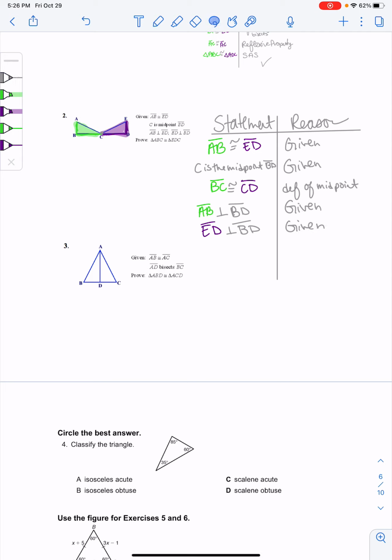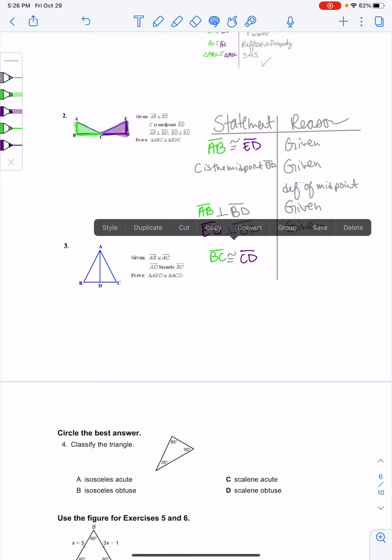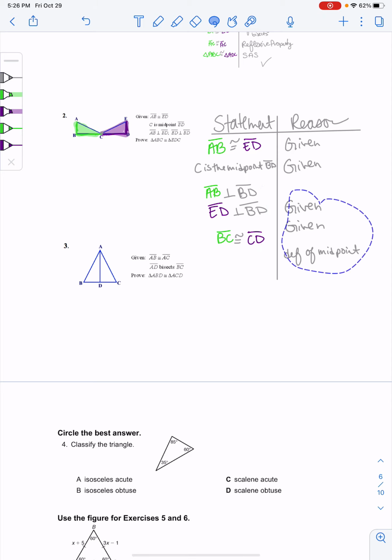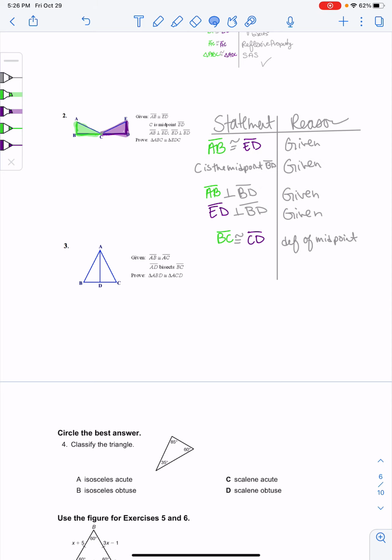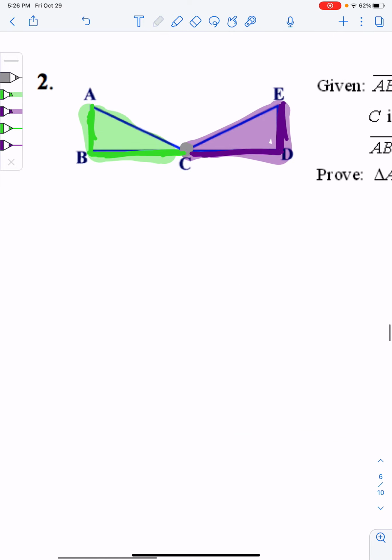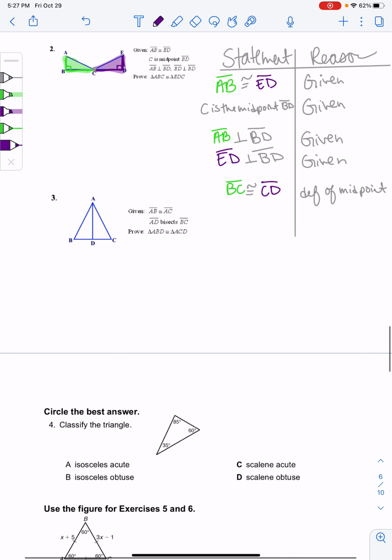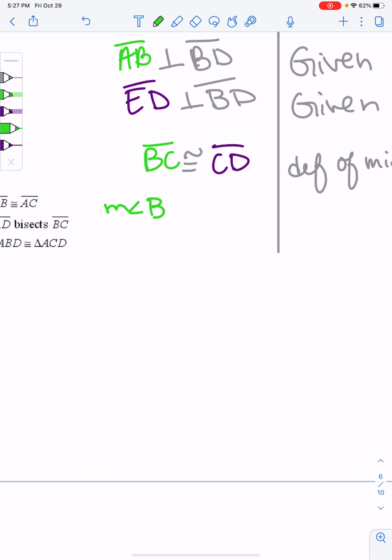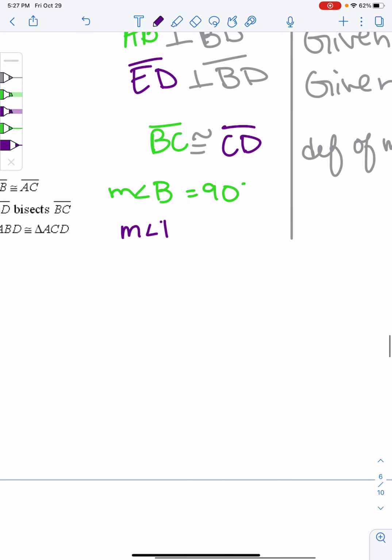I don't know why I did this before. I guess I could. I just got excited. I can put the givens first. But from those givens, what they're trying to tell us is that perpendicular means there's a right angle in here. So this one has a right angle, and this one has a right angle. So I would say angle B is equal to 90 degrees, and so is the measure of angle D.